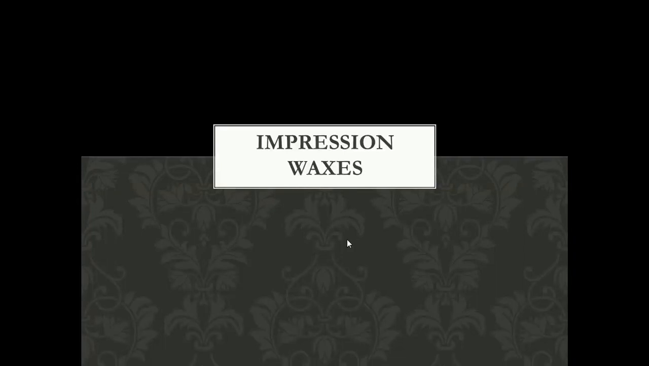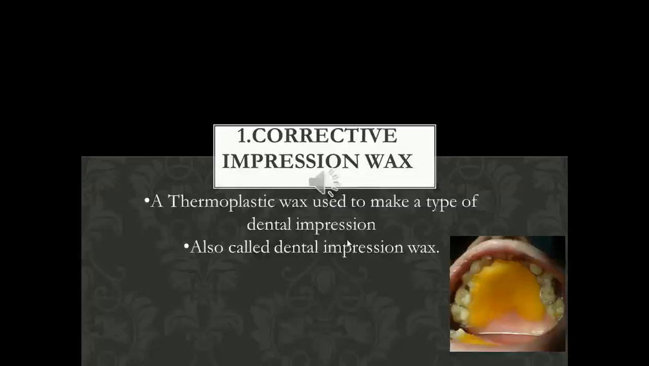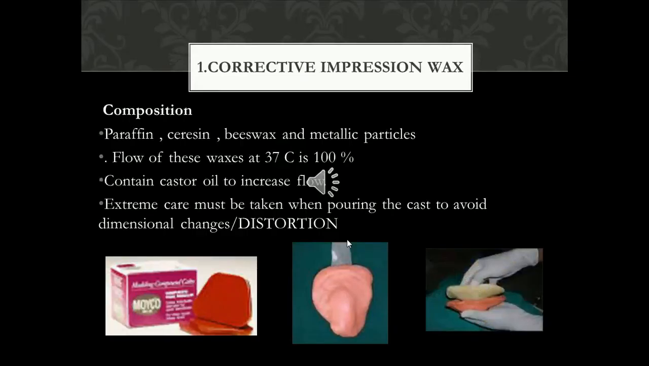Now, finally, the impression waxes, which are composed of corrective impression waxes and bite registration waxes, also called occlusal registration waxes. Corrective impression wax, as the name suggests, is used to make a type of dental impression only used for edentulous patients. Remember that the composition is paraffin, ceresin, beeswax, and some metallic particles.